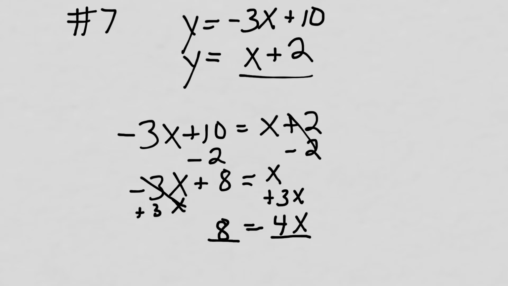I want to divide both sides by 4. The reason I do that is I've got 4 times x. To get rid of that, I want to do the opposite. Opposite of multiplication is division, so I divide by 4. These cancel out. I'm left with x equals 2. I'm going to write this up here. X equals 2. I'm going to do a little bit of erasing.